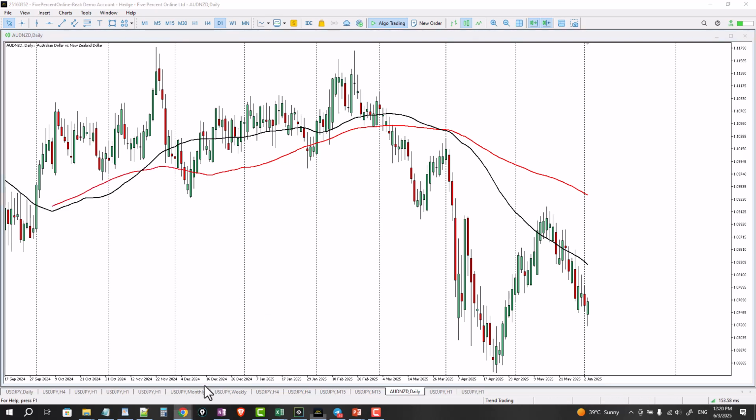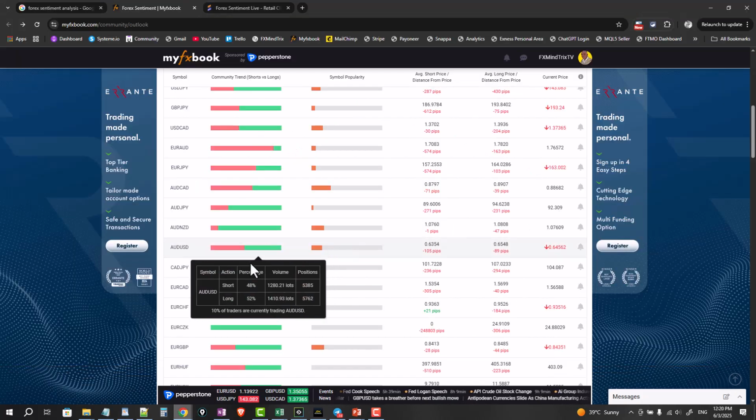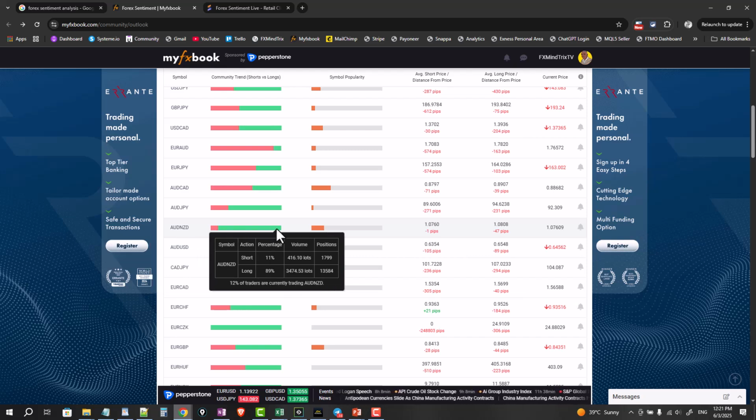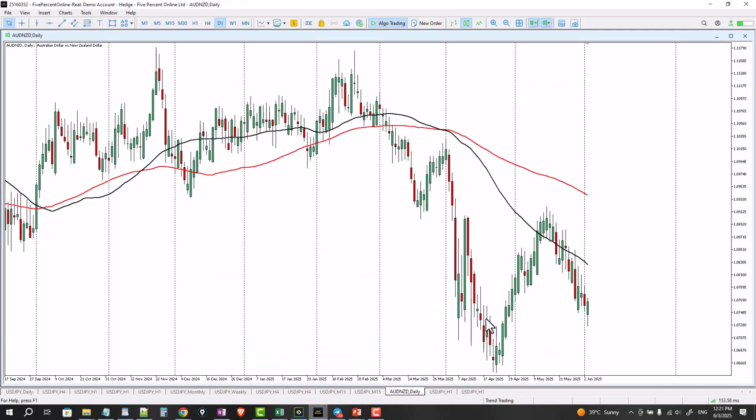So when we go back to the tool, based on what we have here, for the AUD NZD only 11% of traders are shorting it, and 89% of traders are going long. So we would assume that, since the majority of traders in the market are going long, the direction of the trend for this particular currency pair should be bullish. But as you can see, yet again, this is the daily time frame of the pair, and it's in a clear downtrend.